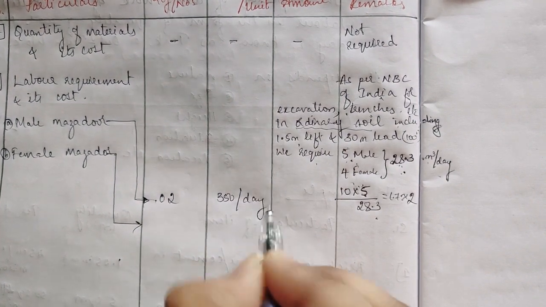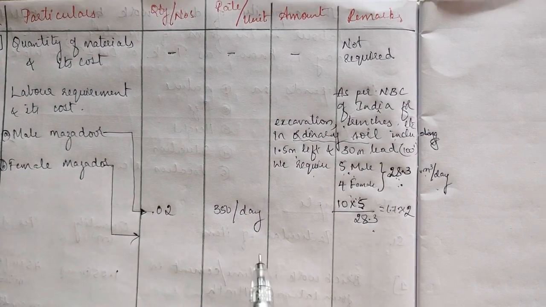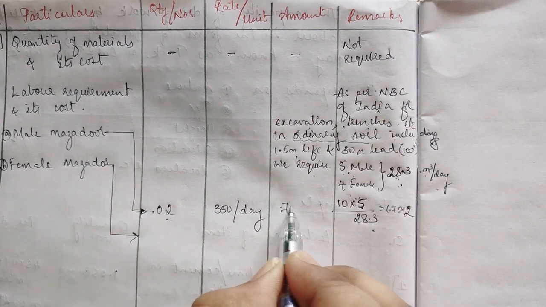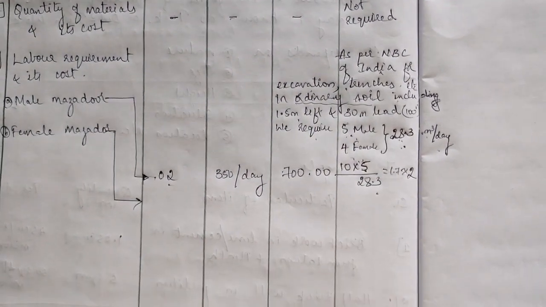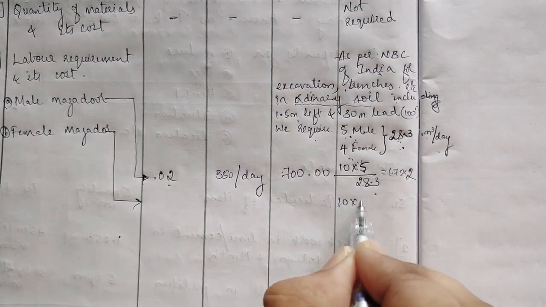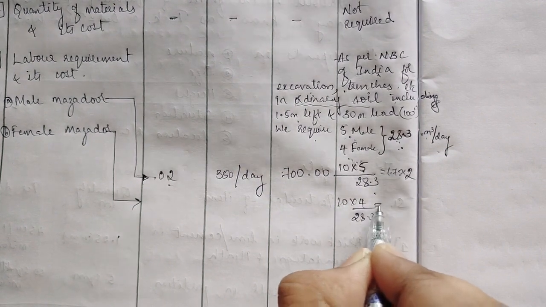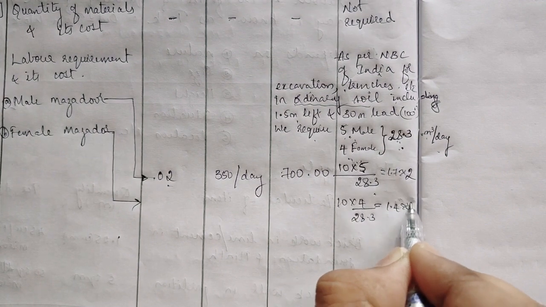350 per day. Fine. Then what will be the amount for 2 mazdoor? It will be 700 rupees. Now 4 female mazdoor, right? So 10 into 4 divided by 28.3, it will be 1.4. So I will take as 1.